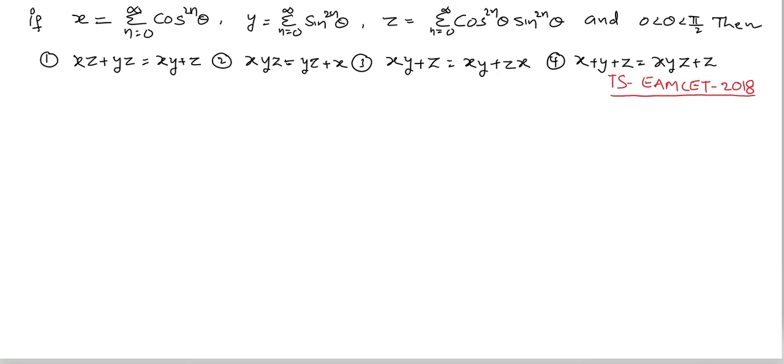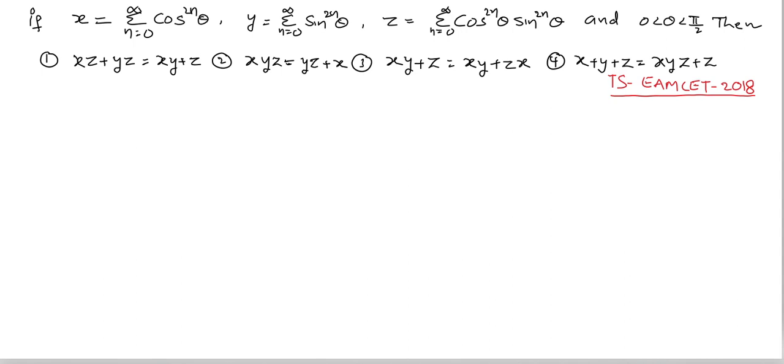If x is equal to sigma n equals 0 to infinity cos power 2n theta, y is equal to sigma n equals 0 to infinity sin power 2n theta, z is equal to sigma n equals 0 to infinity cos power 2n theta into sin power 2n theta, and 0 less than theta less than pi by 2, then dash. TSM set 2018 question.